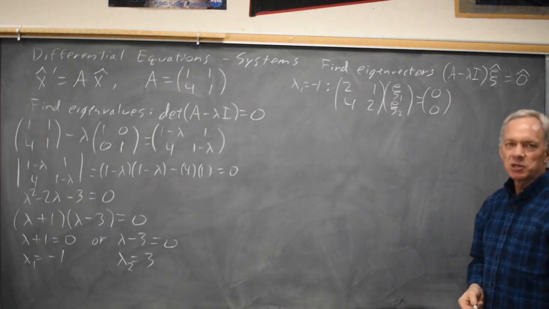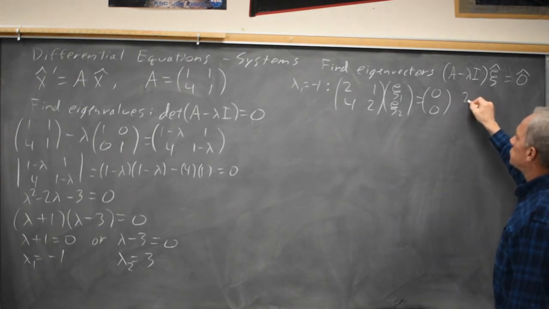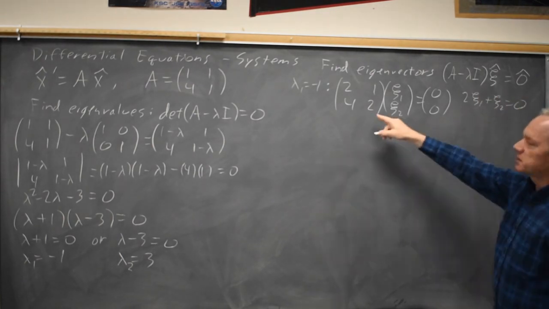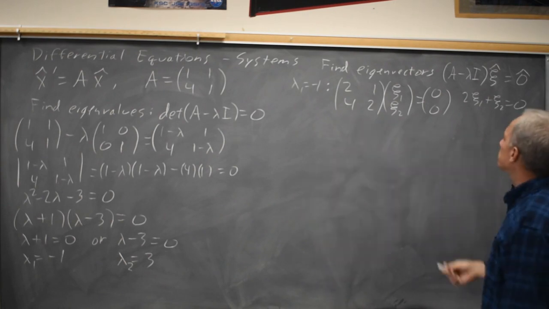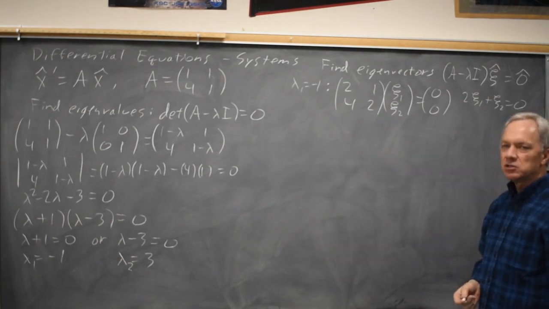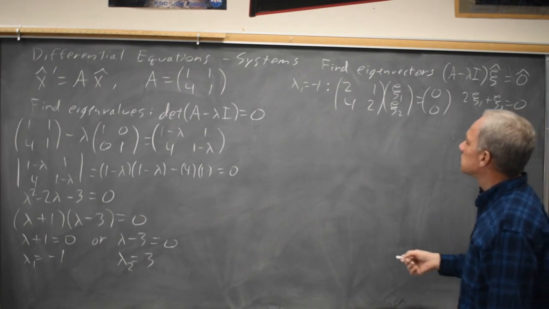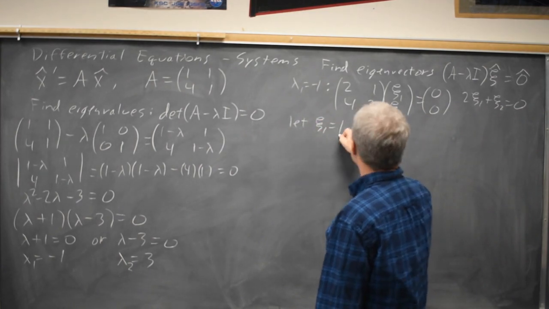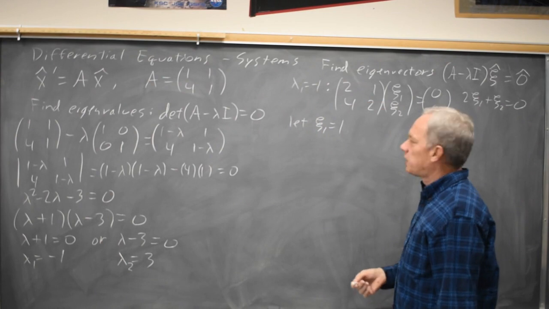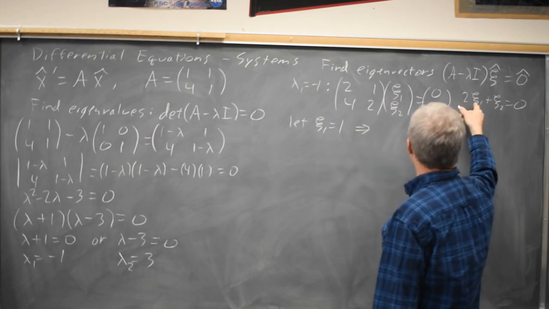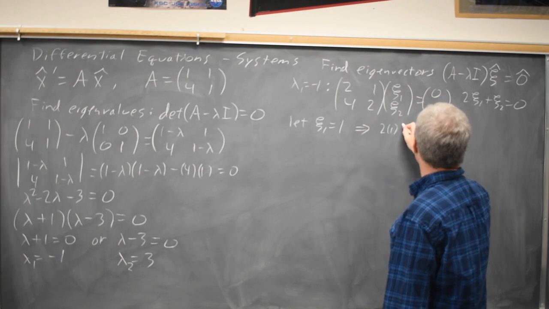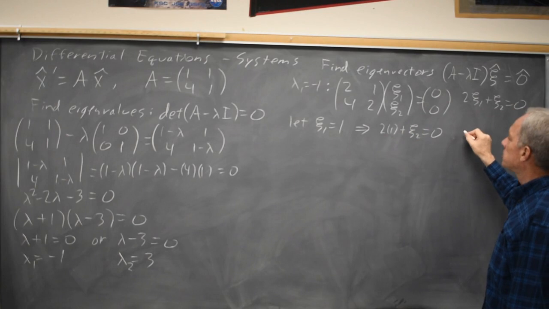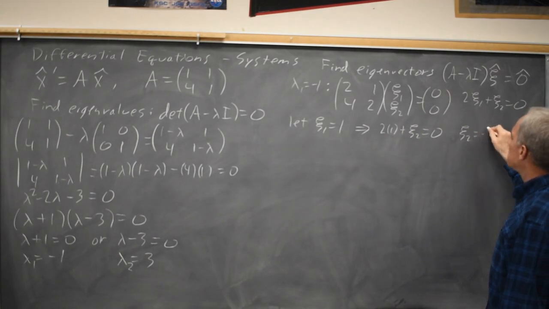Those rows are multiples of each other. So the first one gives me 2 xc1 plus xc2 equals 0. And the second one gives me the same equation, just multiplied by 2. You cannot find a unique solution, but we can choose a value. xc1 equals 1 is often a convenient value. That gives us 2 xc1 is twice 1, and then plus xc2 equals 0. Twice 1 is 2, subtract that from both sides, and we get xc2 equals negative 2.